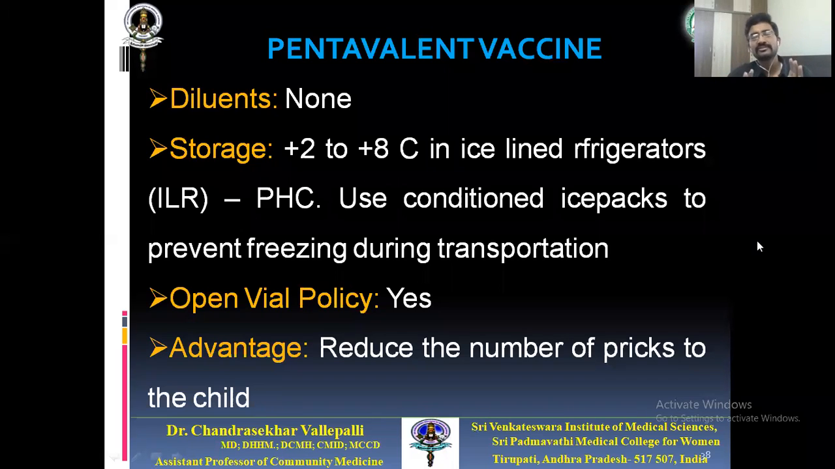So all the vaccines we have discussed today, OPV, DPT, and pentavalent, come under the open vial policy. The advantage is you can reduce the number of pricks, right? DPT prick, hepatitis B prick, influenza B prick. So we can reduce the pricks to 1, not 3.